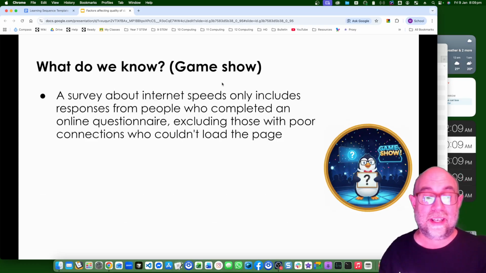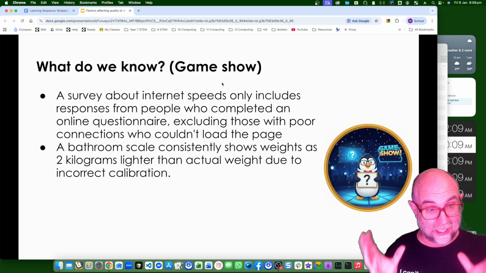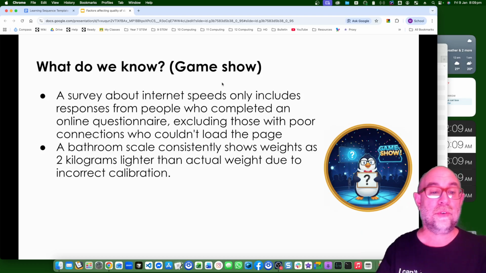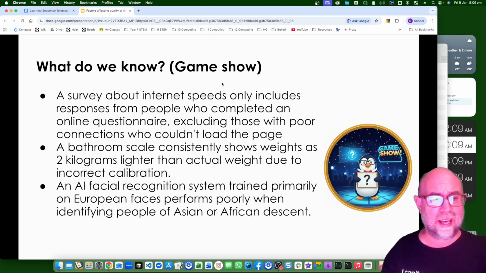A survey about internet speed only includes responses from people who completed an online questionnaire, excluding those with poor connections who couldn't load the page. Well, that's a selection bias because the people you're choosing aren't representative of the whole population. A bathroom scale consistently shows weights as 2 kilograms lighter than actual weight due to incorrect calibration. Well, that's a measurement bias, and in particular a calibration bias, and I have to say that's a set of scales I would like to have.